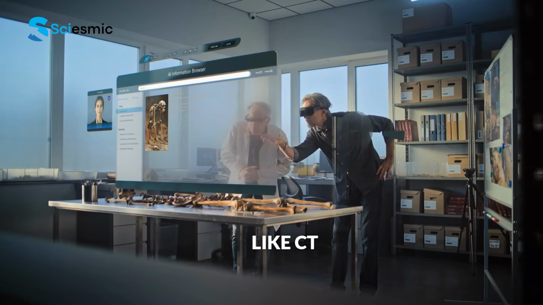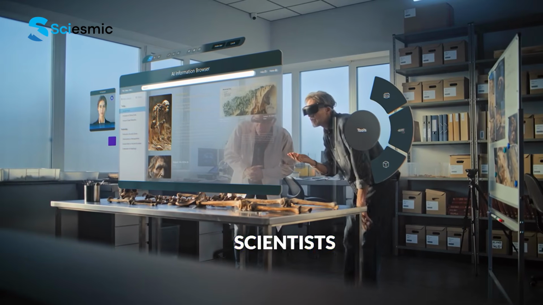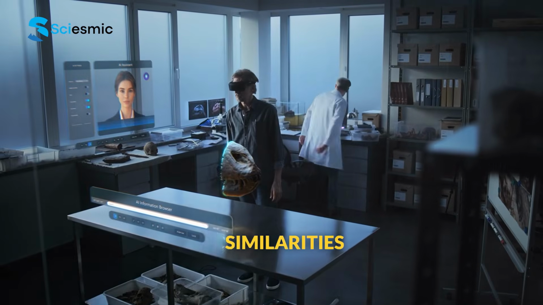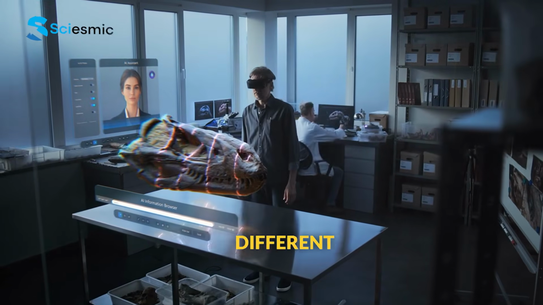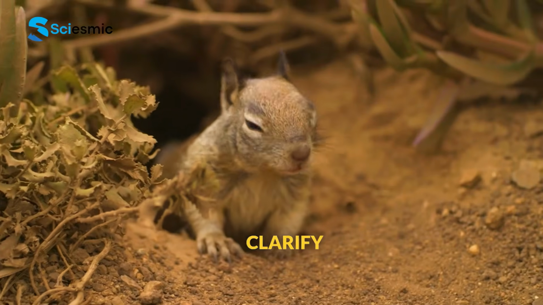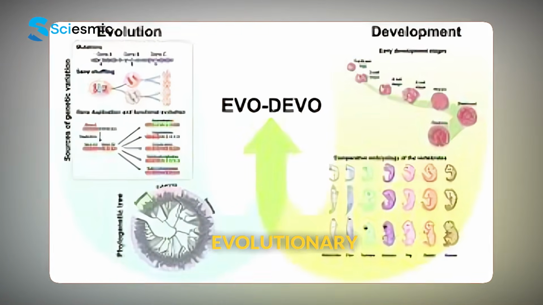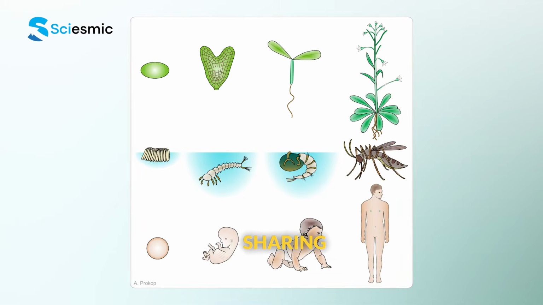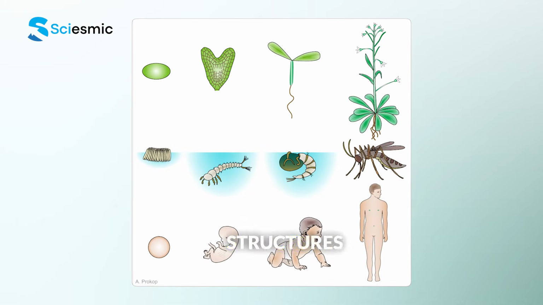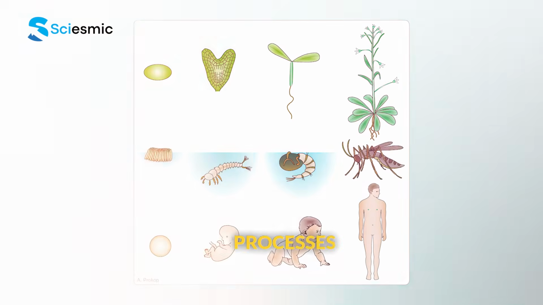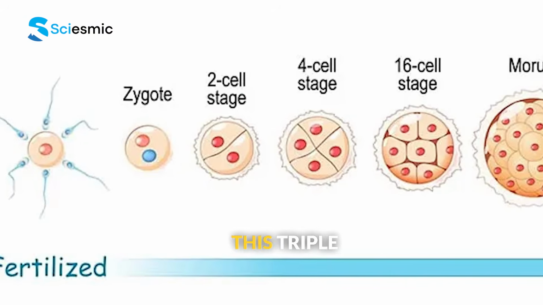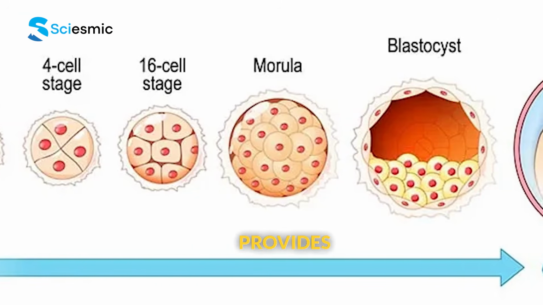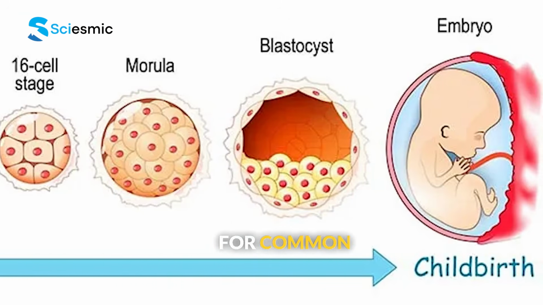New technologies like CT scanning and AI let scientists examine internal anatomy without destroying fossils. This reveals hidden similarities like the inner ear bones connecting different mammal groups that further clarify evolutionary relationships. Evolutionary developmental biology, or EvoDevo, shows that organisms sharing homologous structures often develop those structures through similar embryonic processes, controlled by similar genes. This triple match, adult anatomy, embryonic development, and genes, provides overwhelming evidence for common ancestry.